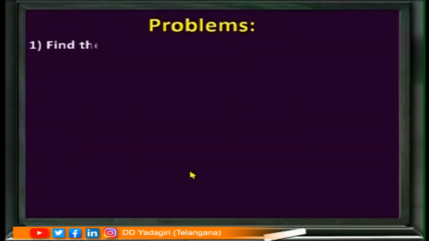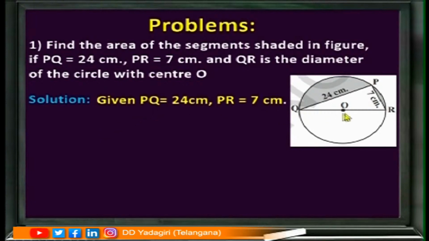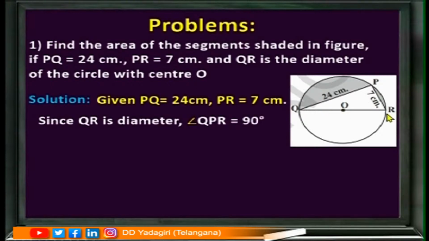Now, let us see some problems based on this. Find the area of the segment if PQ is equal to 24, PR is equal to 7 and QR is the diameter of the circle with center O. Let us solve this. Solution: given PQ is equal to 24 and PR is equal to 7. Here QR is a diameter, so angle QPR is equal to 90 degrees. Why is angle QPR equal to 90 degrees? Because it is an angle in a semicircle. So, the angle in a semicircle is always 90 degrees.